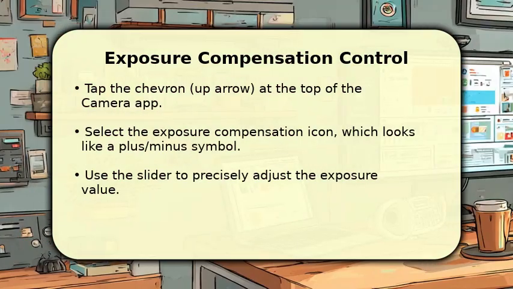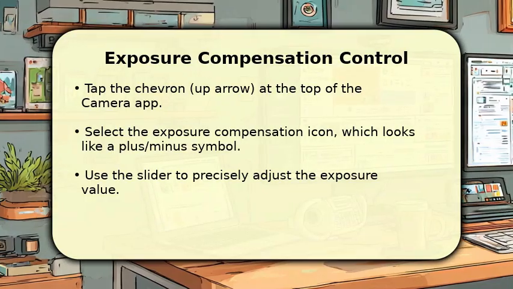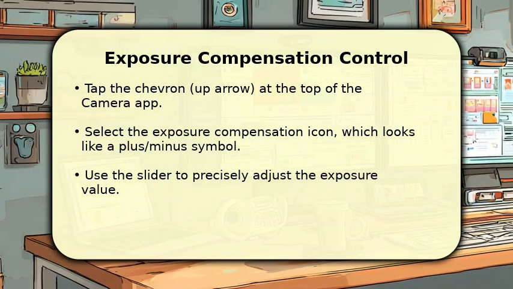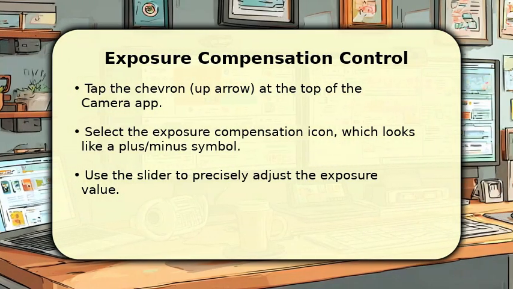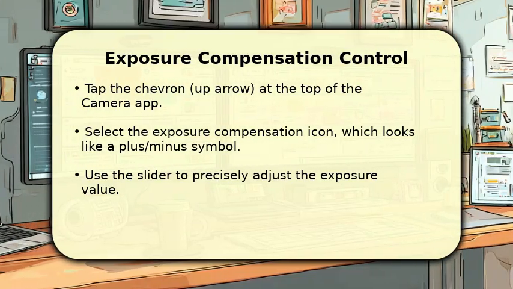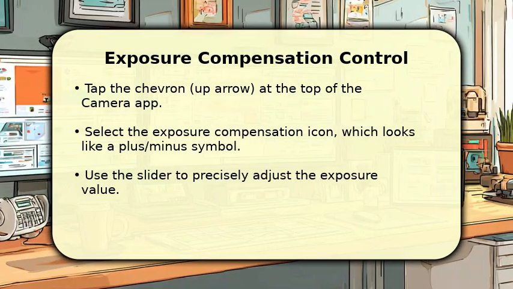For more precise control, you can use the exposure compensation slider. Begin by tapping the small chevron or up arrow located at the top center of your camera app screen. This reveals a row of additional controls. Find and tap the exposure compensation icon, which resembles a circle with a plus and minus symbol inside.